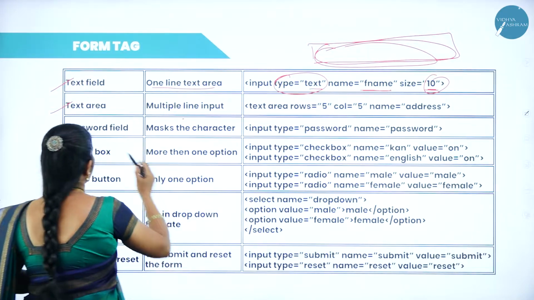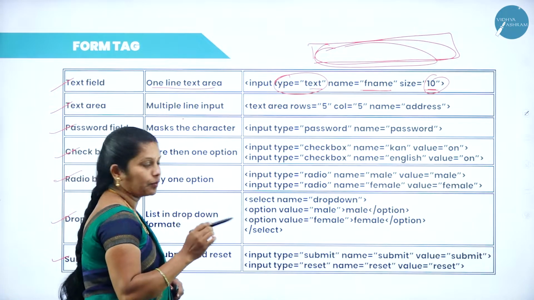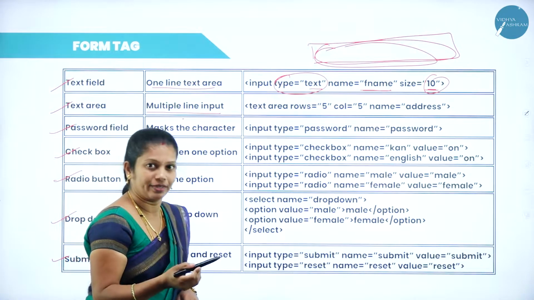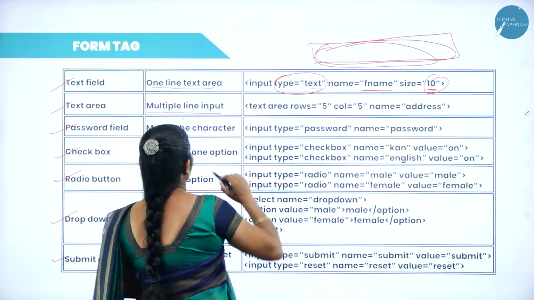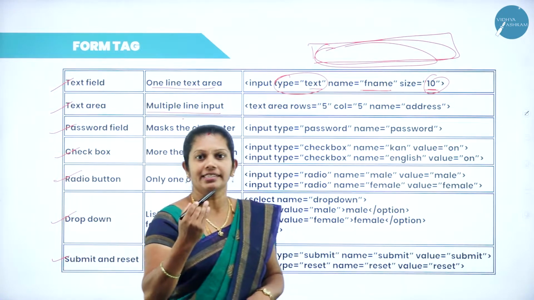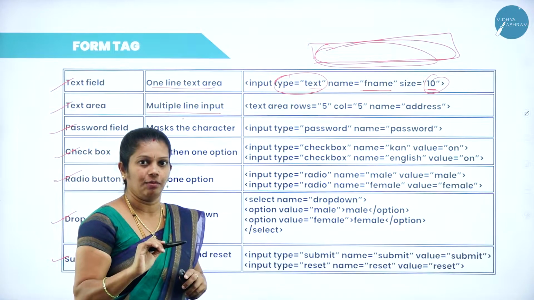Now, the second one, text area. This text area helps to input multiple lines of text. For example, in a text field, father's name, mother's name, student name, it is a text field because only one line of data we can enter.